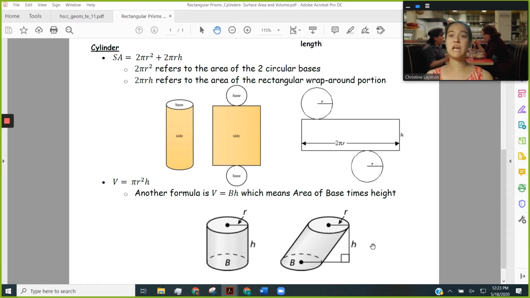So for any of these types of shapes, cylinders, rectangular prisms, we're just thinking about these things as being area of the base times that perpendicular height. Notice in that bottom right picture, it's not the slanted direction, it's that perfectly vertical. Wherever you form that right angle between top and bottom when you connect them, that is your height, your perpendicular height. So volume is area of base times height, pi r squared h. Surface area is the two circles plus that rectangle.